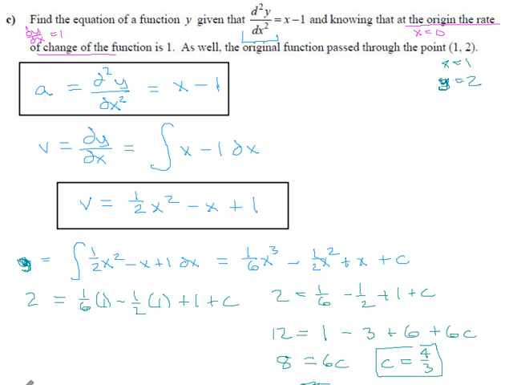So that's our last constant, and our function, y, has to be, where did I put it? 1/6 x cubed, I'm just recopying all this, minus 1/2 x squared plus x plus the constant, and we know what it is now. It's 4/3.